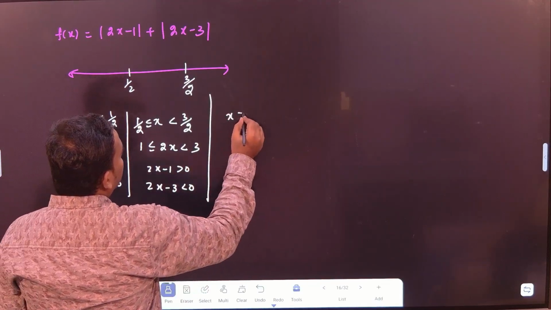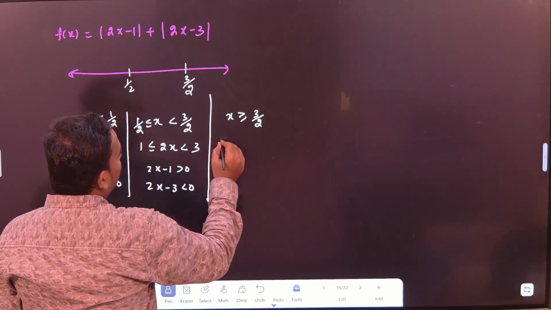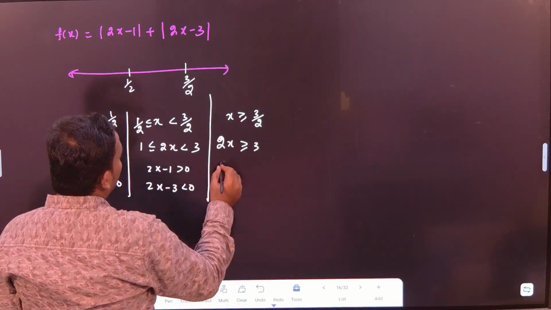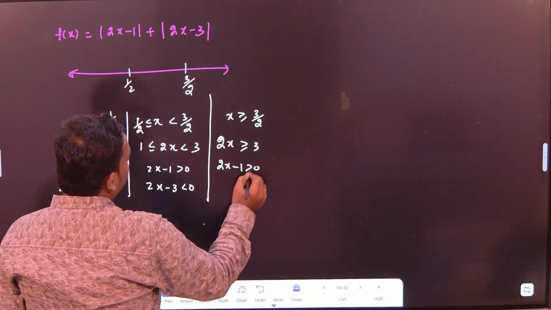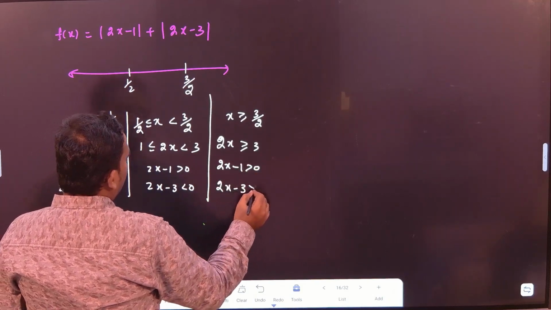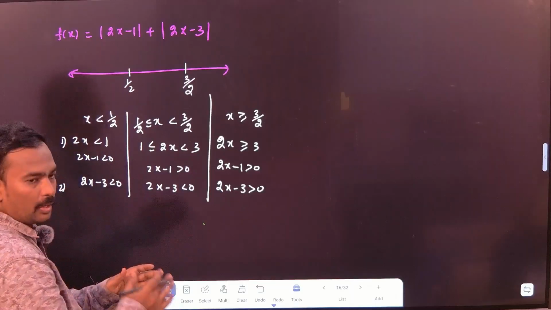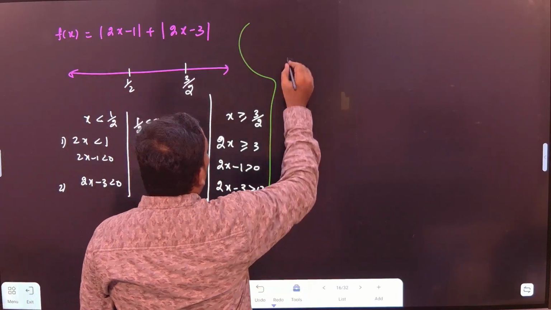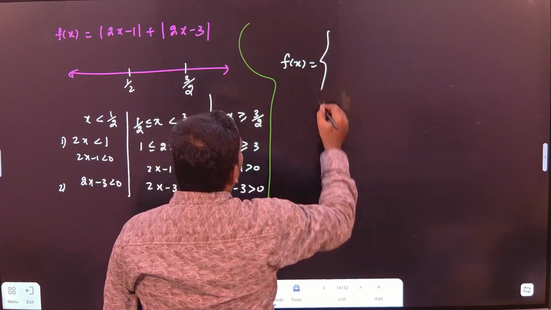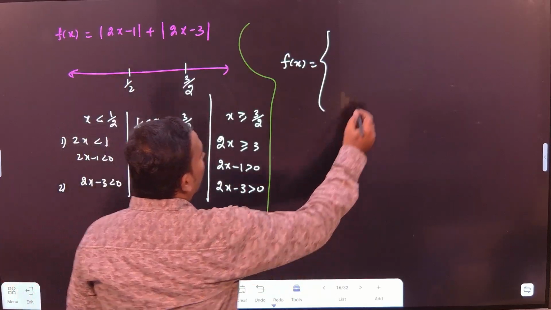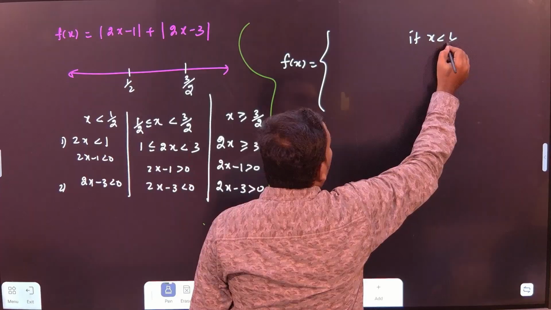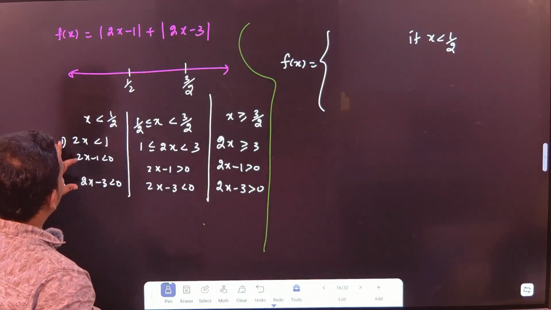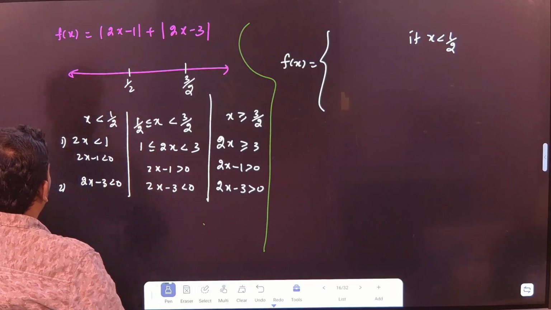So when you take x greater than or equal to 3 by 2, multiply by 2, 2x is greater than or equal to 3. So you add minus 1, 2x minus 1 greater than 0, 2x minus 3 also greater than or equal to 0. Now you redefine the function. How to redefine this? F of x equal to, when x is less than 1 by 2, you can see here both will be negative, no? Mod 2x minus 1, how to write?